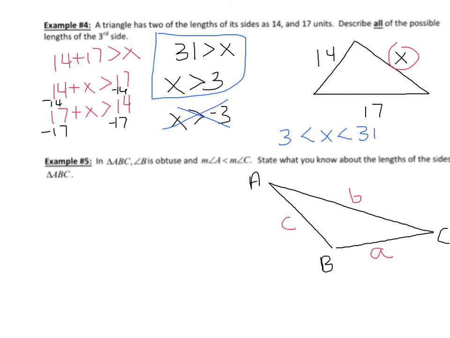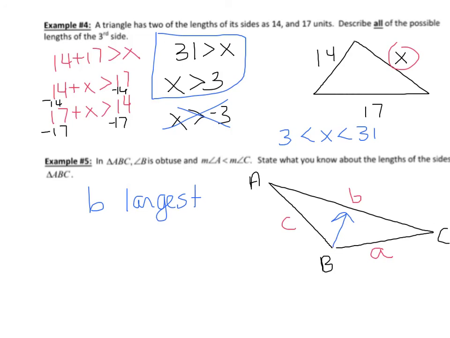For the last one, it says in triangle ABC, B is obtuse and the measure of angle A is less than the measure of angle C. So I tried to draw you an obtuse triangle with those characteristics. State what you know about the lengths of the sides. Well, again, this is just about ordering things. I don't actually know anything about the lengths of the sides, but I know that B is the largest length because it's opposite the largest obtuse angle.